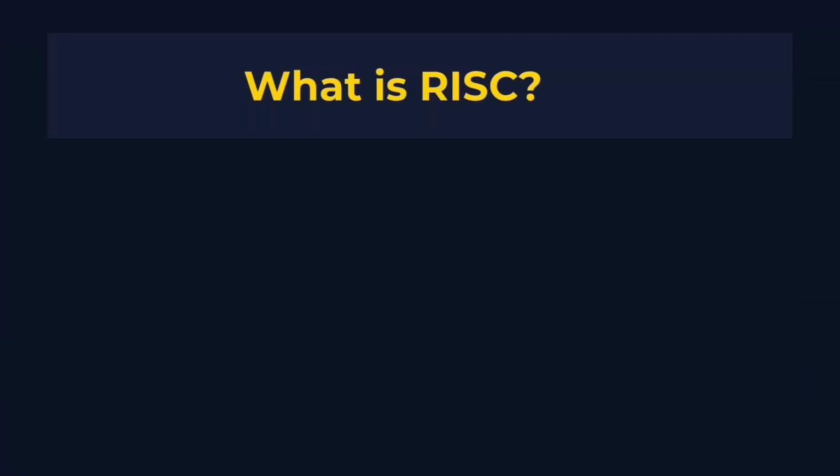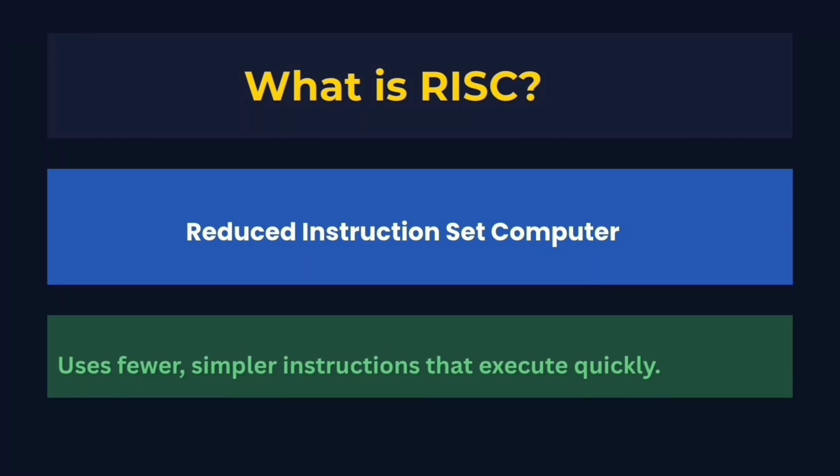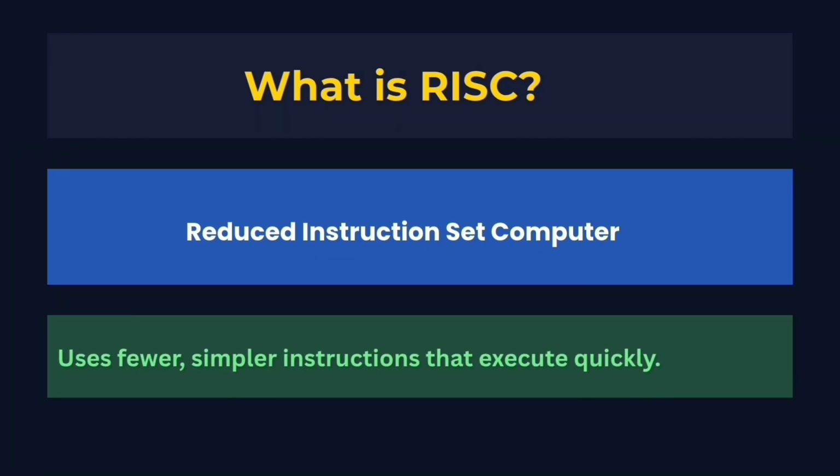What is RISC? RISC or Reduced Instruction Set Computer is a design approach where the processor uses simple and fewer instructions, each executing in a single clock cycle, improving speed and efficiency.